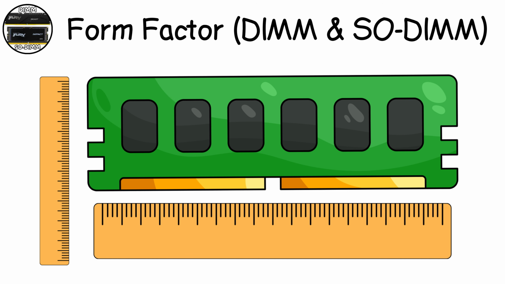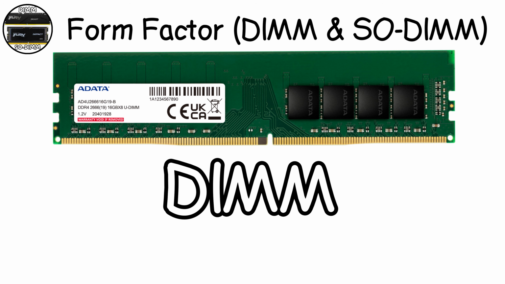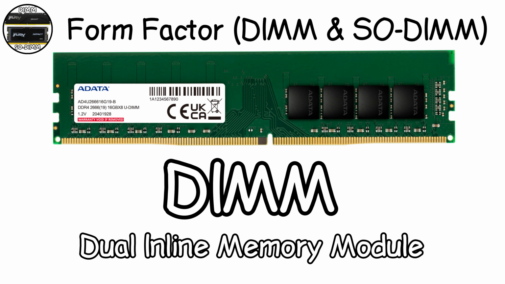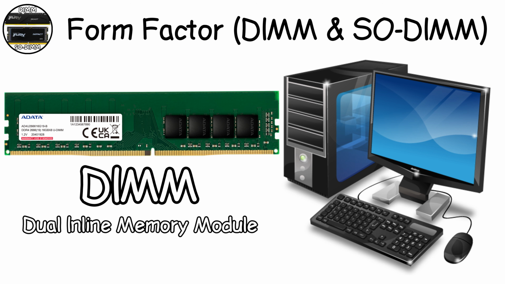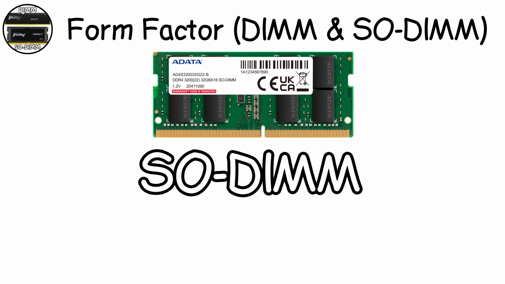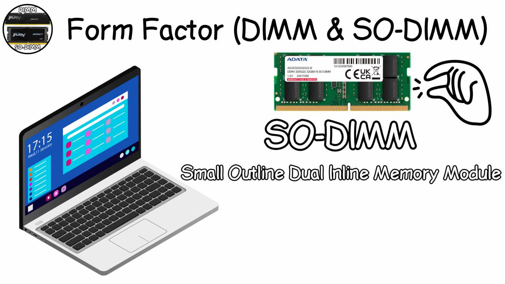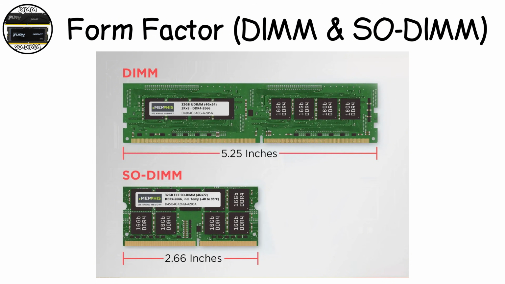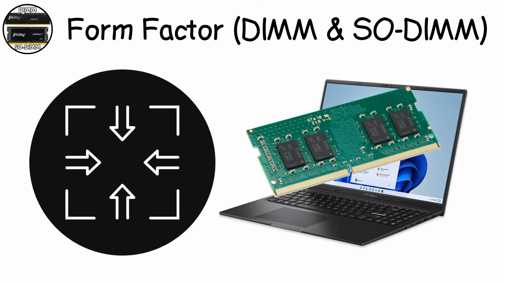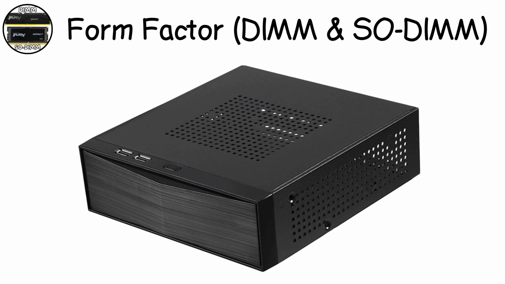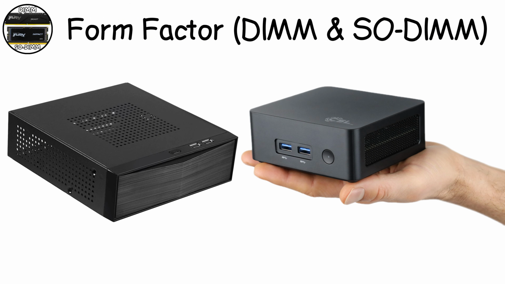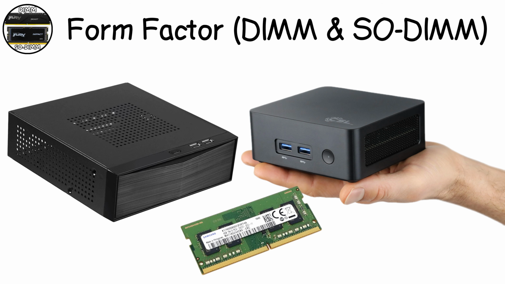Form factor. Form factor is the physical size and shape of the RAM stick. DIMM stands for Dual Inline Memory Module and is the full-size RAM used in desktop computers. SO-DIMM stands for Small Outline Dual Inline Memory Module and is the smaller version used in laptops. SO-DIMM is about half the length of a regular DIMM. Laptops use SO-DIMM because of space constraints. Some very small desktop cases, like mini ITX builds or compact PCs, also use SO-DIMM to save space.